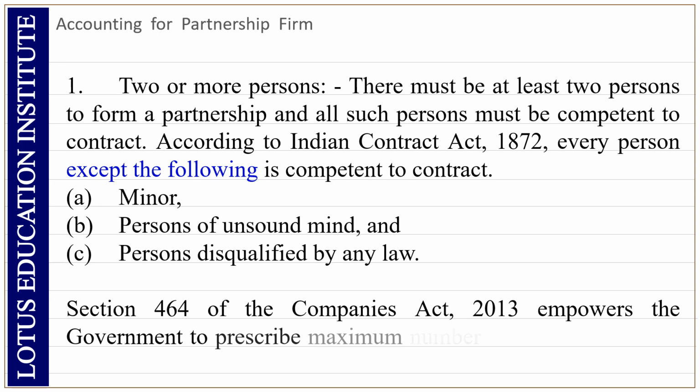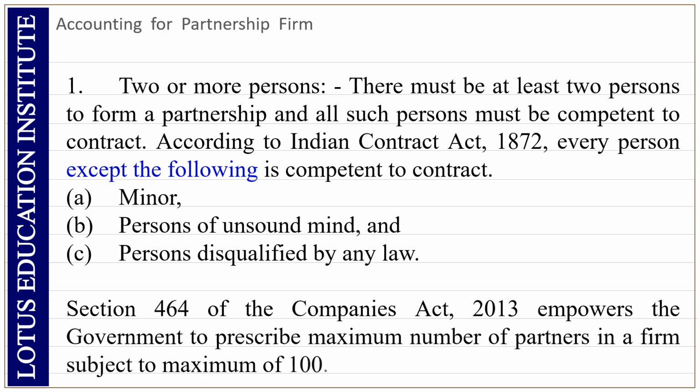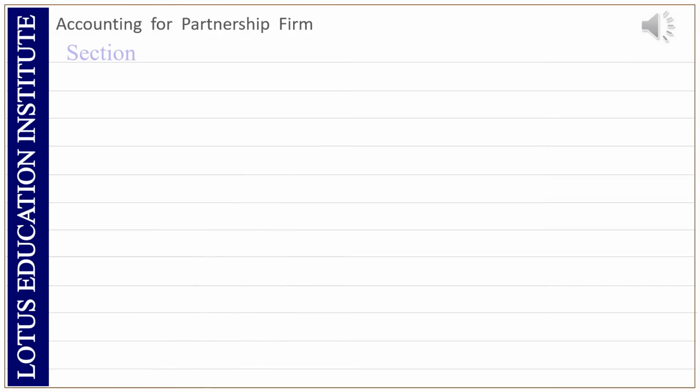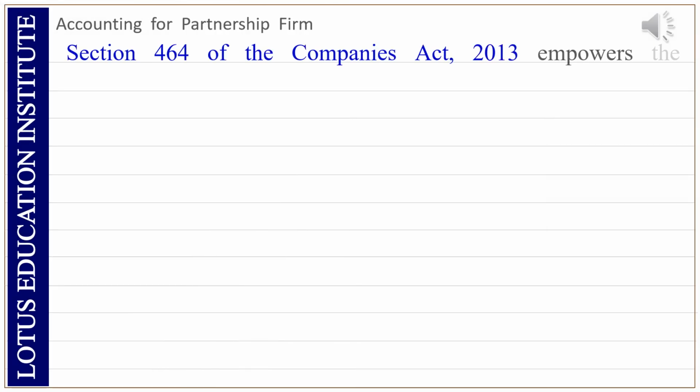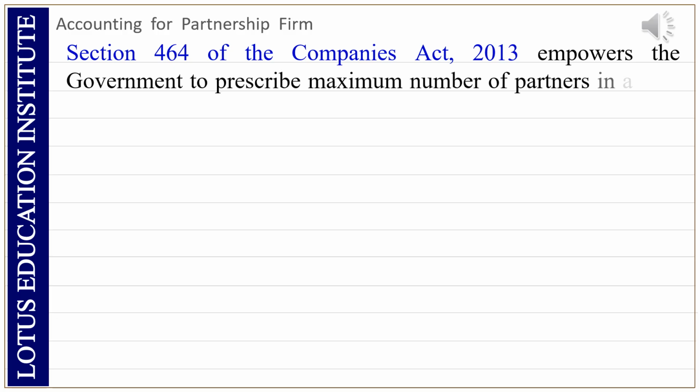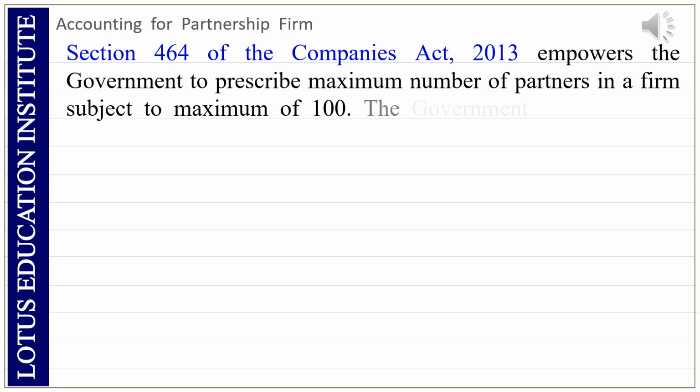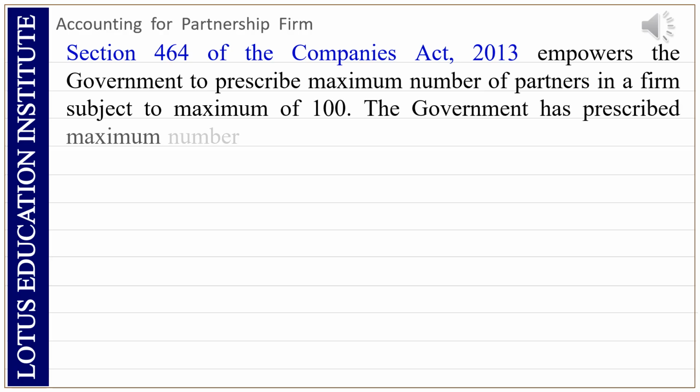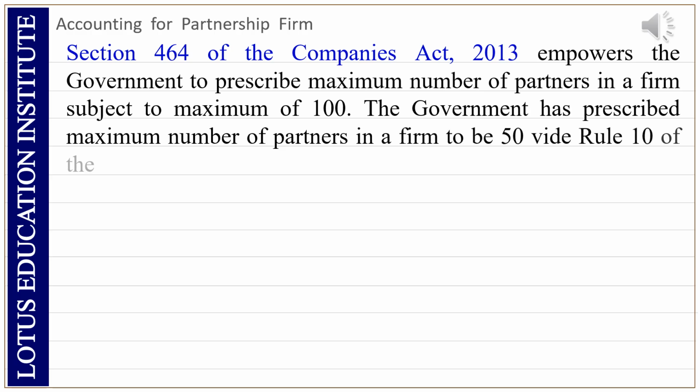Section 464 of the Companies Act, 2013 empowers the government to prescribe the maximum number of partners in a firm, subject to a maximum of 100. The government has prescribed the maximum number of partners in a firm to be 50, vide Rule 10 of the Companies (Miscellaneous) Rules, 2014.